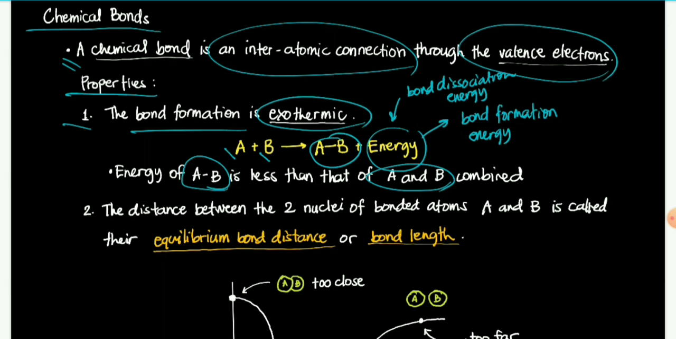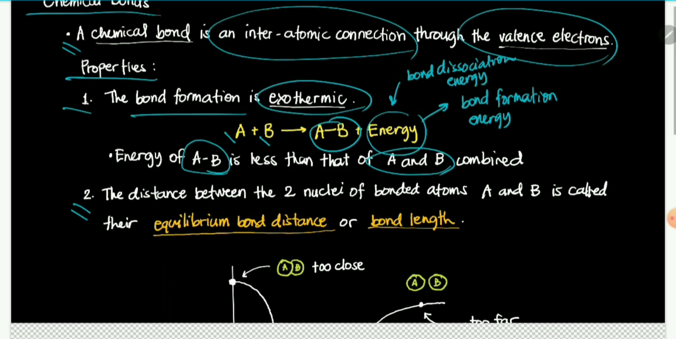Okay? So, ibig sabihin, kapag ka nag-bond yung A and B, nagre-release siya ng energy, bumababa yung overall energy ng system. Okay? So, mas stable yung bonded state kaysa dun sa mga individual atomic states. Okay? So, formation of a bond makes the system more stable. So, yun yung sinasabi ng number 1.